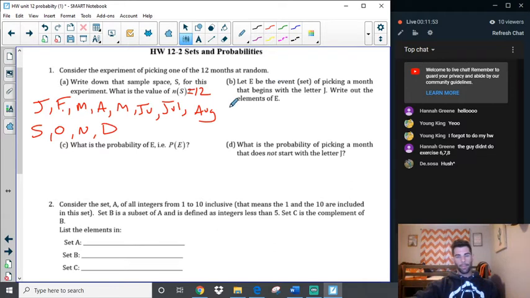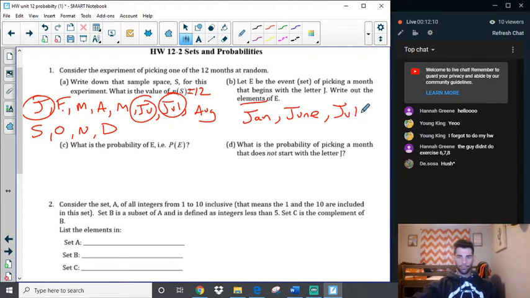So there are my 12. So let E be the event or the set of picking a month that begins with the letter J. We kind of looked at that yesterday, and J has 1, 2, 3. Okay? So write out the elements. They want you to write down January, June, and July. So there are 3.